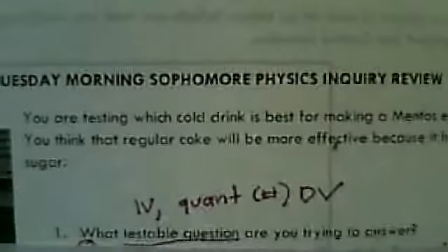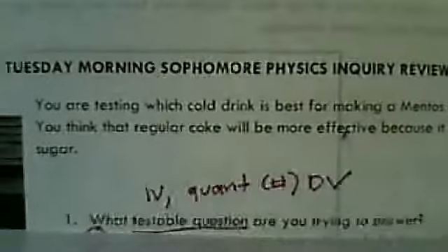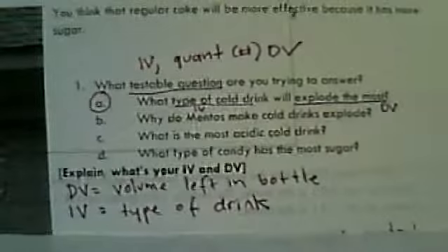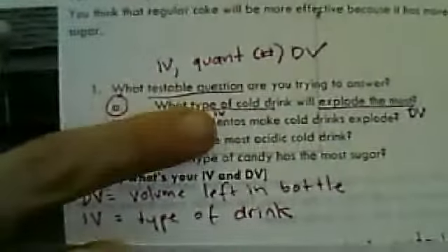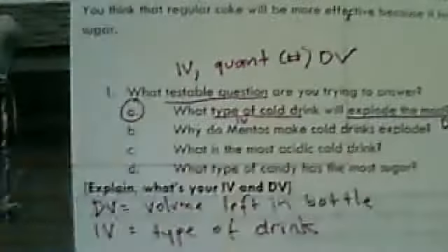And now submit your answer. You should have chose A. That's the only one that has something you're changing and something you're measuring. The other ones are just research questions. If you did not get A right, you can go ahead and copy my explanation and my strategies. IV and DV.